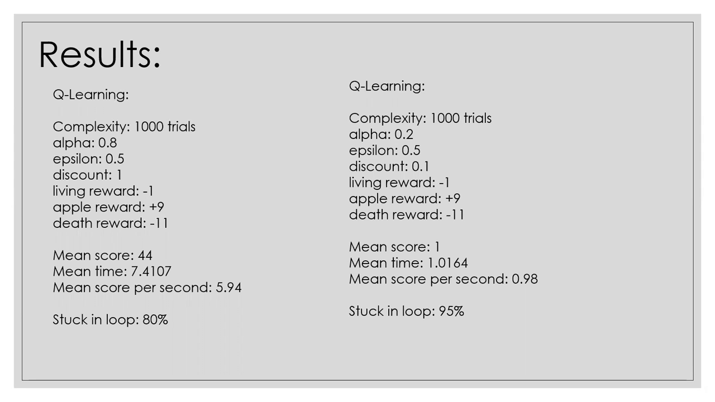For the rest of these, I changed alpha. Changing alpha from 0.2 to 0.8 was relatively close to doing about 500 trials. Then I changed the discount to 0.1, and it drastically dropped the ability to play the game. Mean score of only 1, and mean score per second of only about 1, and it got stuck in a loop 95% of the time.